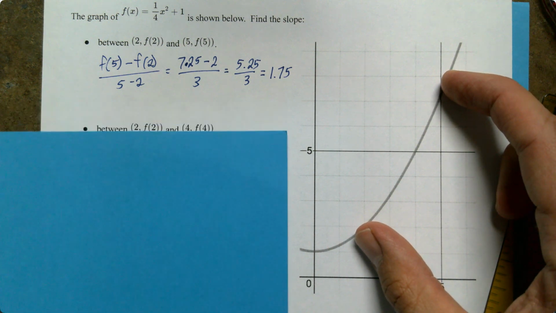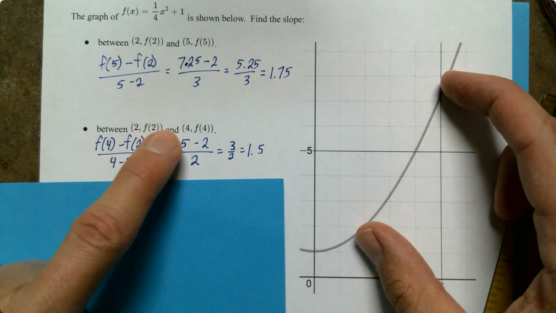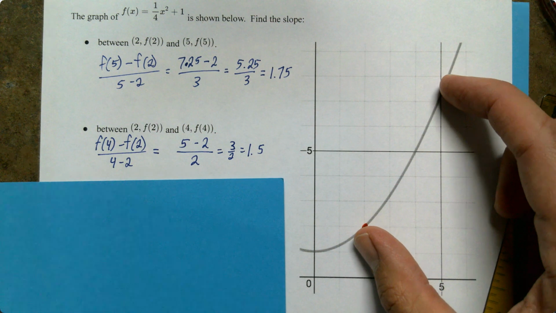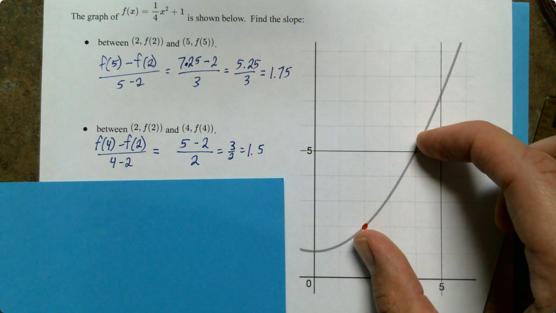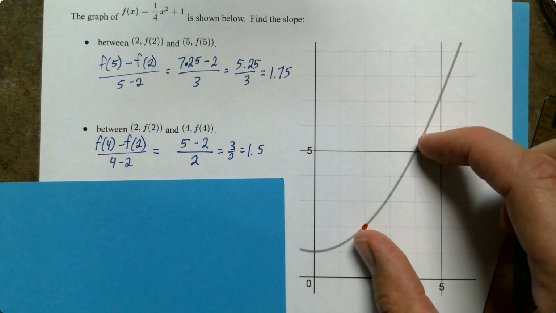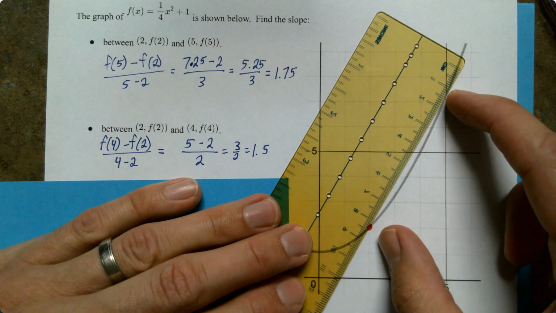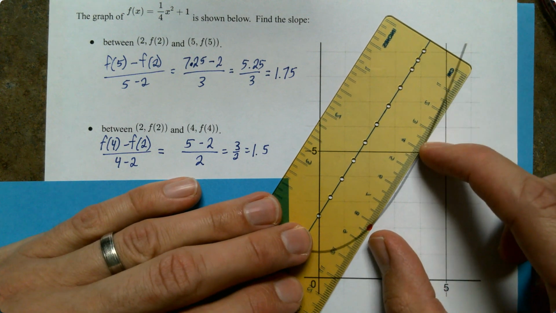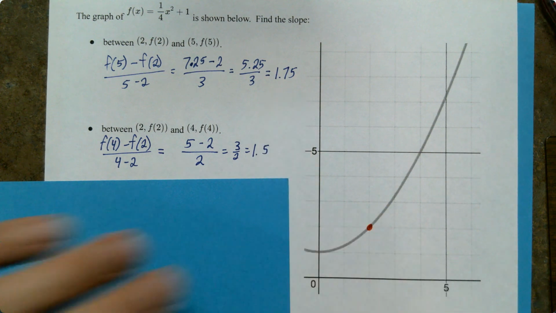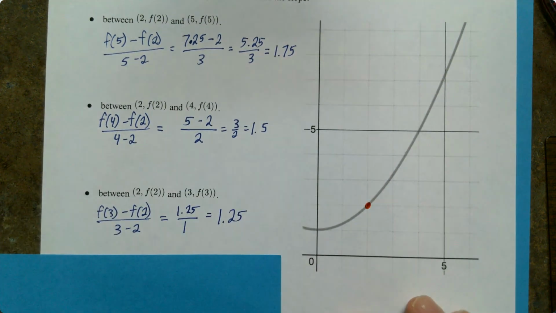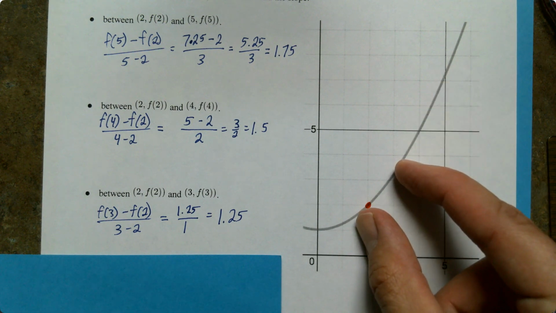I want to also find the slope from 2 comma f of 2 to 4 comma f of 4. And that's going to squeeze this line a little bit more. We're finding the slope between 2 points, but these 2 points are getting closer together. So I've just gone from the slope between these 2 points to the slope between these 2 points. Notice the answer, 1.75, 1.5, 1.25. Okay, we could probably think of a logical next answer.